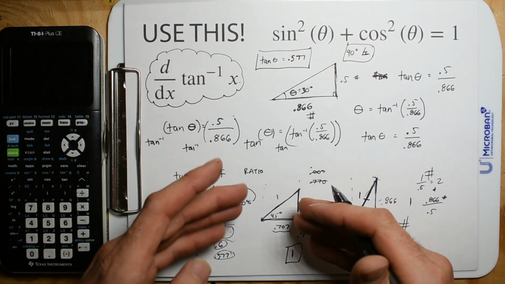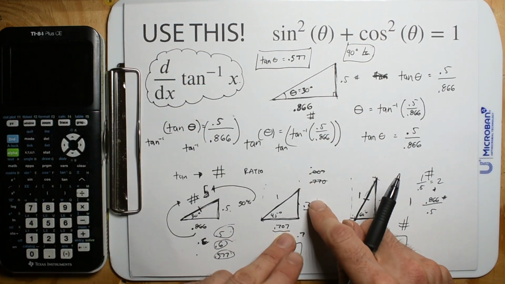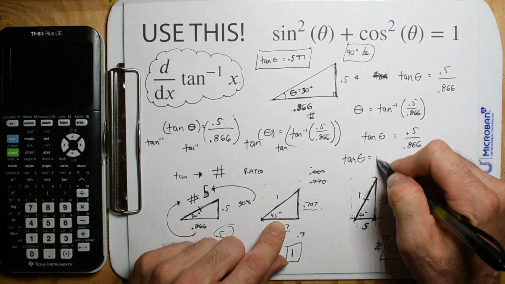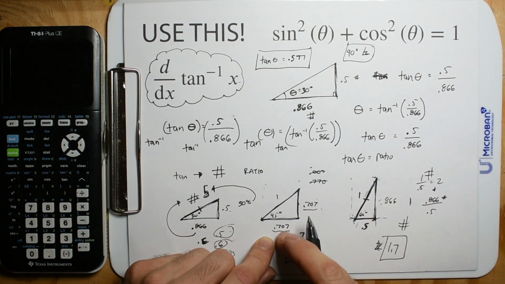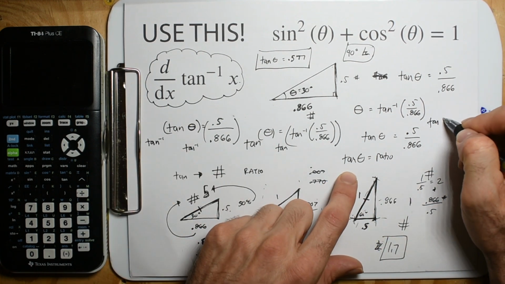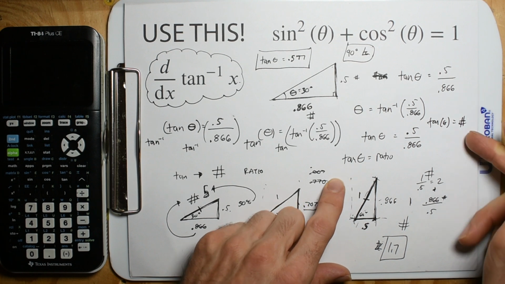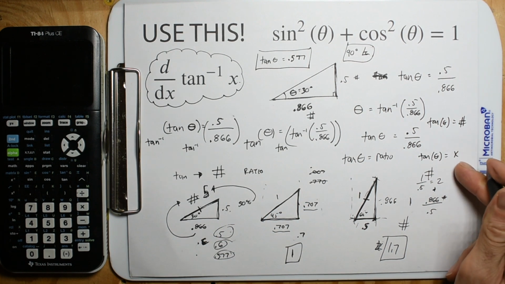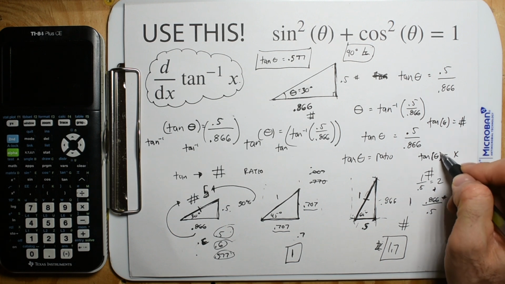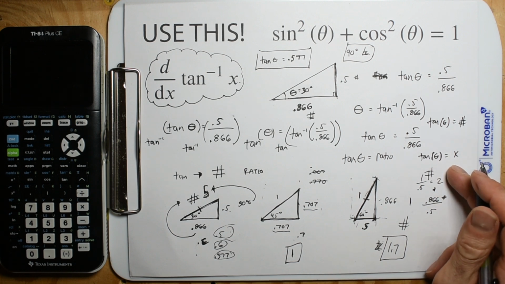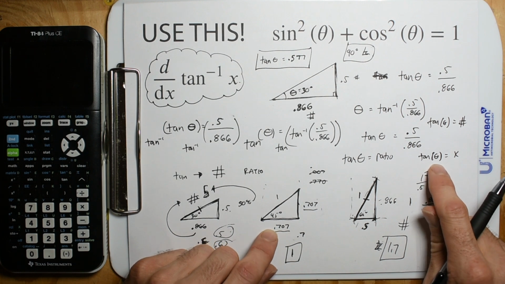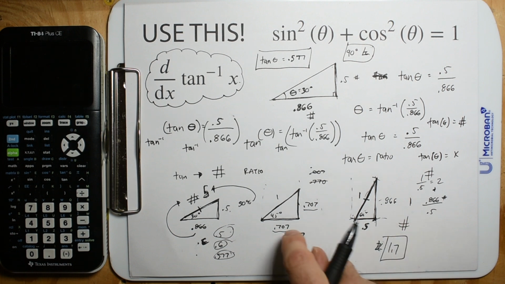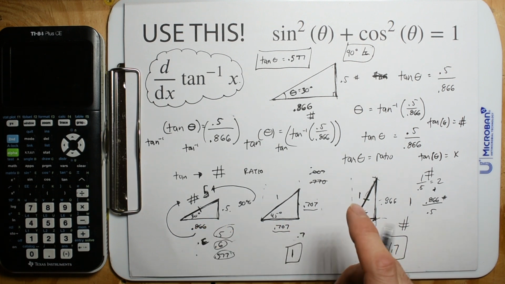One, we need to know what the triangles are. We need to know what the tangent is. And we got that far. We know the tangent of the angle is that ratio, this divided by that. We can even say the tangent of the angle is equal to a number, equal to x. So that's where we're at. We're trying to figure out, but we do need to know what these angles are in radians.